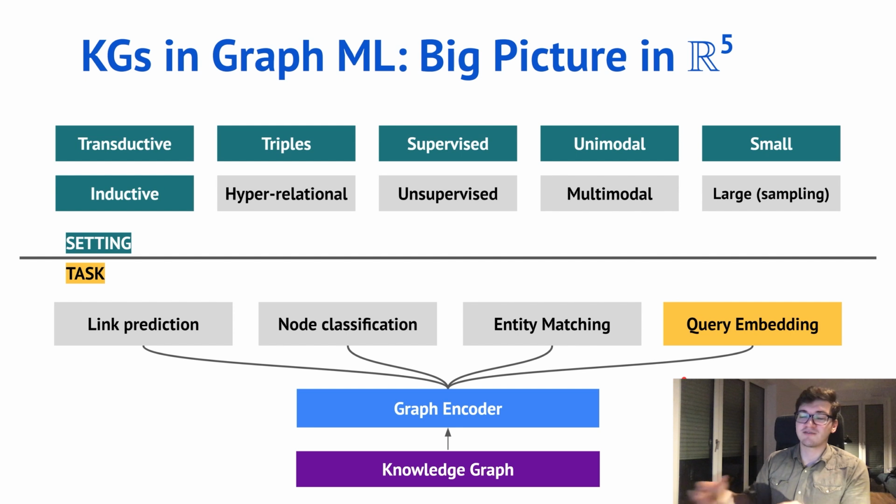So query embedding is a very interesting task. And by design, it has to work in transductive and inductive setups. And so far, it only works in the triples and supervised setup. So you see, there is a lot of space to extend those models and to move the field a bit further, because right now they are quite limited. Just transductive and inductive setup, okay, they do cover, but still all four other axes are still not that advanced.